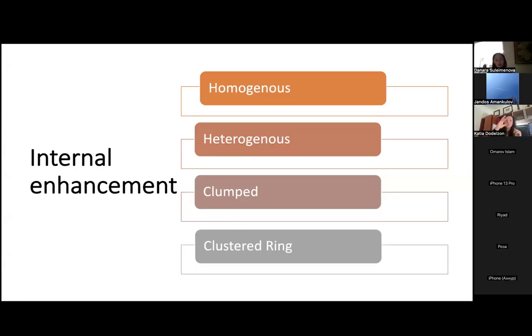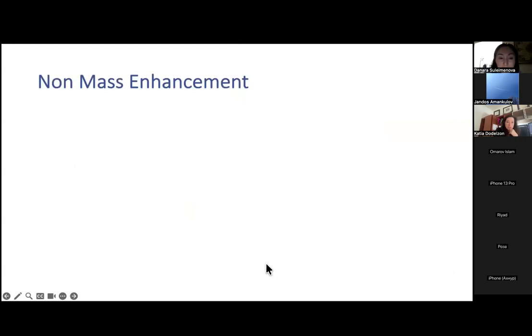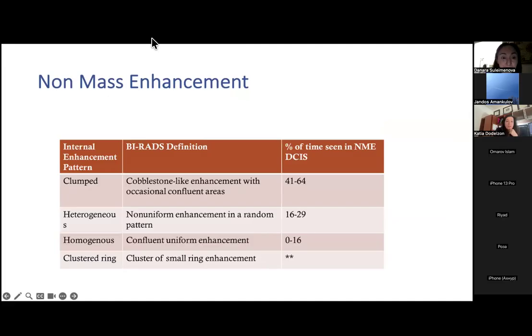Then we talk about the internal enhancement pattern of the non-mass enhancement. Homogeneous, heterogeneous, clumped, and clustered ring. And so look at examples here. The one that is most suspicious in actuality is clustered ring. Clustered ring refers to enhancement of abnormal periductal enhancement of abnormal ducts. We haven't seen enough to say how frequently we see it in the context of DCIS. But when you do see it, its predictive value for DCIS is over 96%.